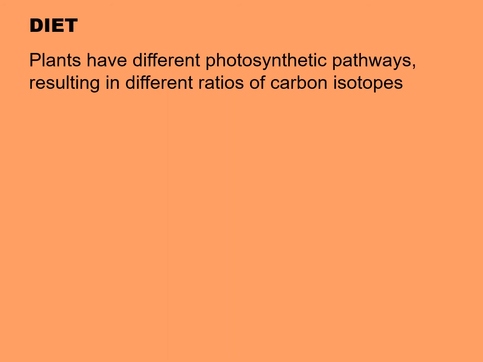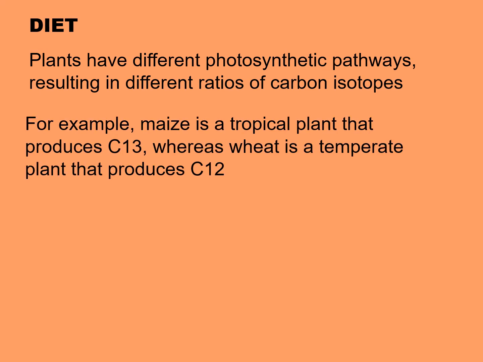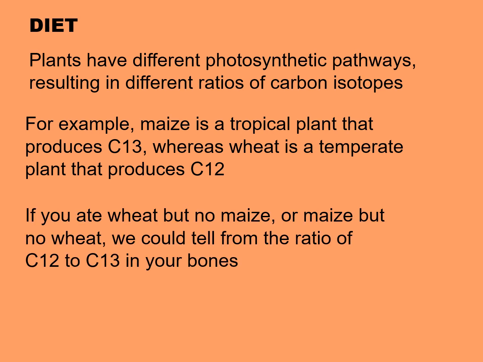Plants have different photosynthetic pathways, which result in different ratios of the carbon isotopes. For example, maize is a tropical plant that produces carbon-13, whereas wheat is a temperate plant that produces carbon-12. So if you ate wheat but no maize, or maize but no wheat, we could tell from the ratio of C12 to C13 in your bones.